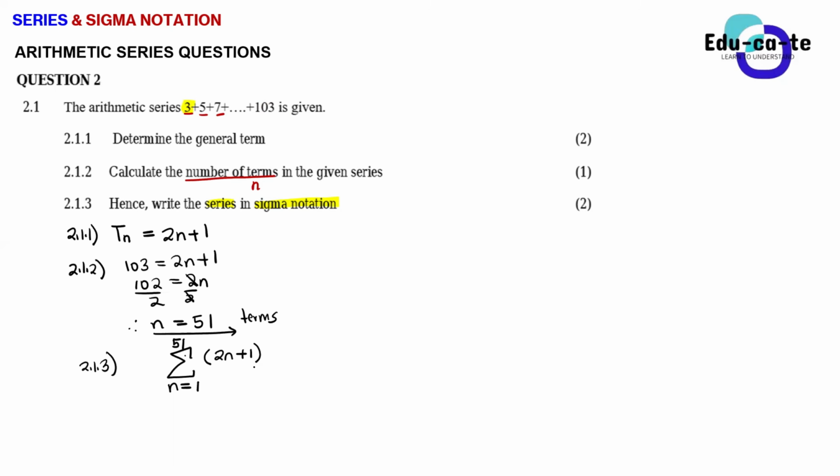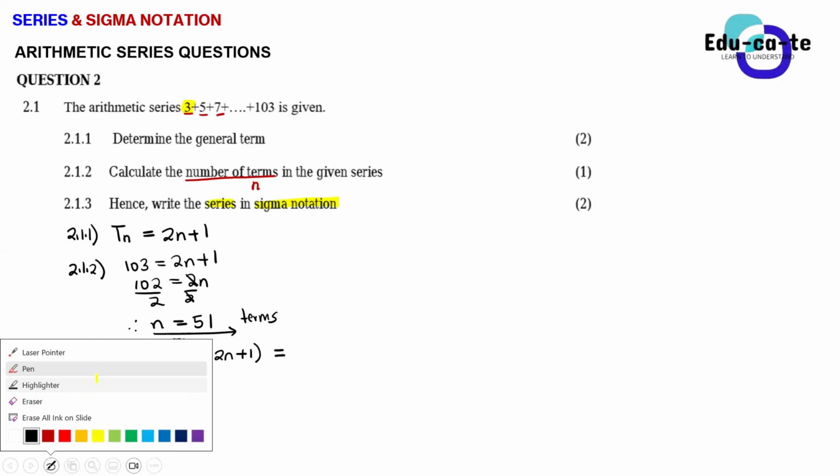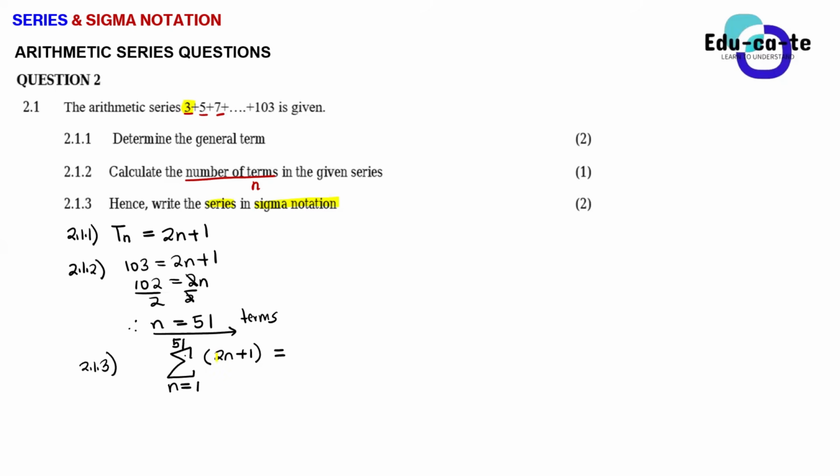Yes. We must say it is equal to 3 plus 5 plus 7 plus 103 to show that it is the one for that arithmetic series. Almost there, but unnecessary for this one. Guys, this is the sum. Okay, now let's correct a few things here. This is the sum of the terms of this series from position 1 until position 51.